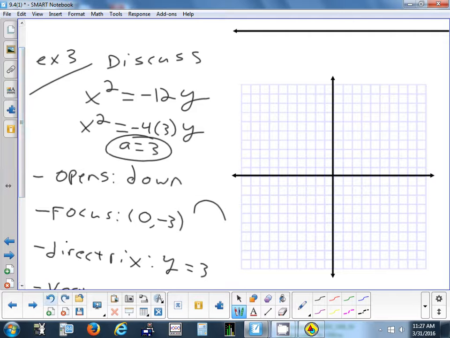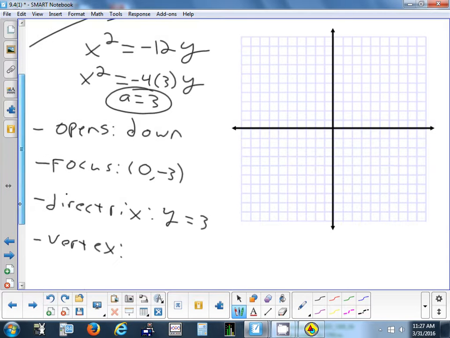Okay. All right, anything else? Vertex. 0, 0. Yeah, anytime it's just x squared and just a 4, negative 4, and then a number and a y, it's always 0, 0. Okay, you'll know when it's not 0, 0.